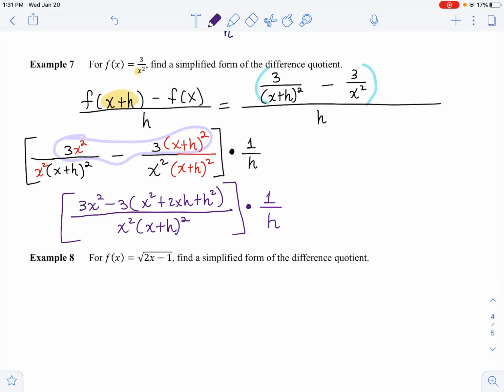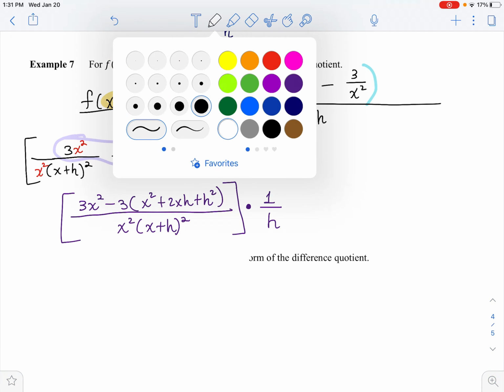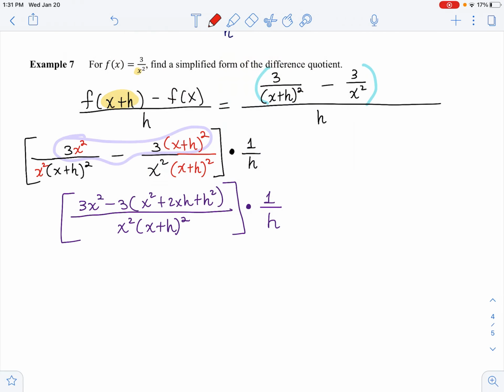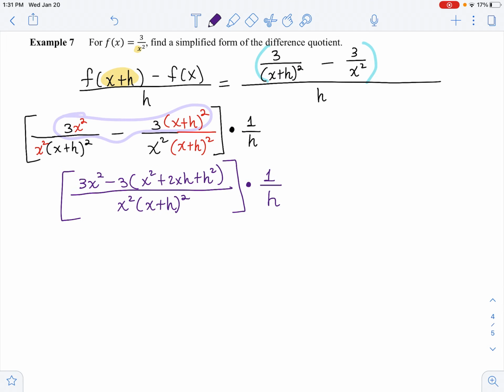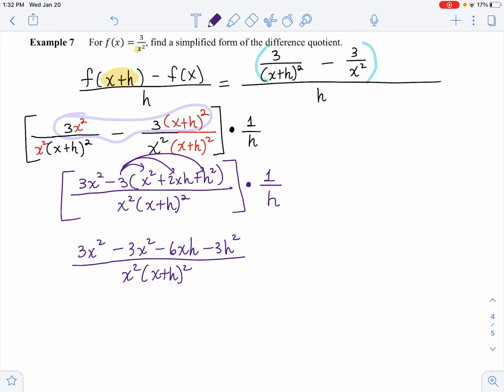Let me see. I'm going to get rid of number 8 for right now, and I will just continue working on example 7. This one takes a little more room here. 3x squared. And then if I distribute the negative 3, I will get minus 3x squared minus 6xh minus 3h squared, and all over x squared times x plus h squared. Okay, put them back in a nice bracket, and that 1 over h is still waiting.